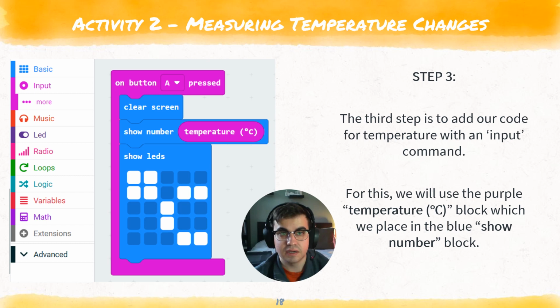Step 3. The third step is to add our code for the temperature with an input command. For this, we will use the purple Temperature in degrees Celsius block, which we will place in the blue Show Number block.